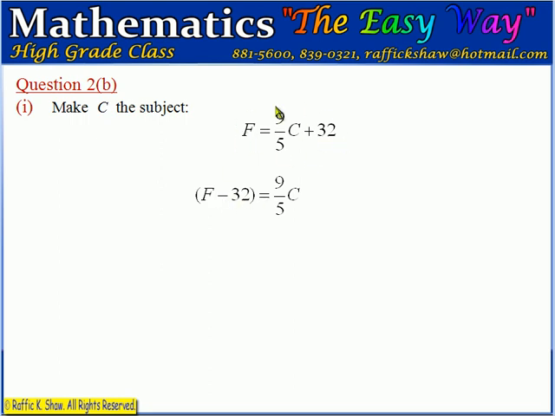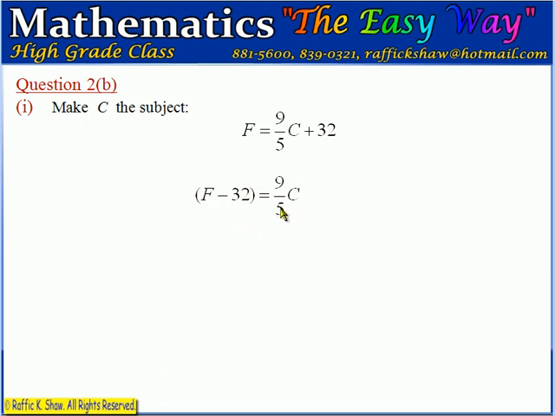Another shortcut way of doing this transposition is to say we take this positive 32 over onto this side and subtract it. So that's a quick way of doing this transposition. Take the positive 32 over onto this side and change the sign to negative 32.